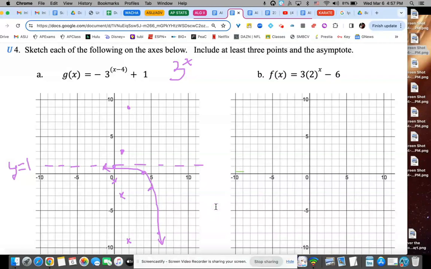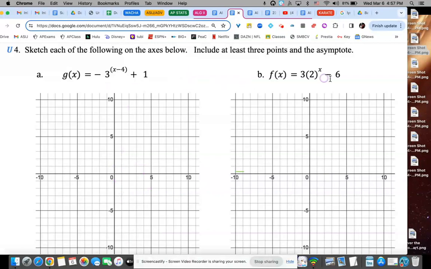All right, so that's it. That's what you need to do on your test. Like I said, start with a parent function, get a few points, stretch and reflect first, and then do your shifting. Let's do the next one. Sorry, I got to erase everything here first.